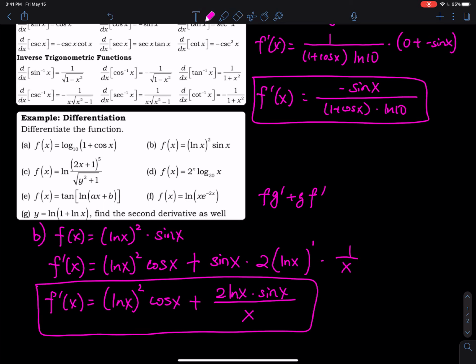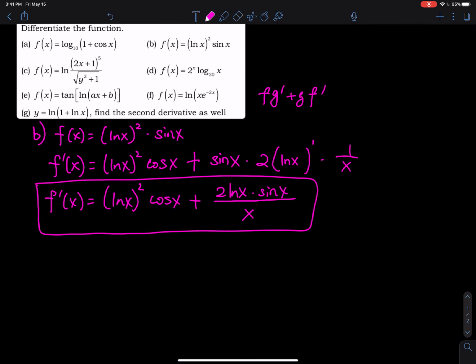And then part C. We have f of x equals ln of a fraction: (2x plus 1) to the fifth divided by the square root of x squared plus 1. So most people will say, well, let's take the derivative of ln using the chain rule, and then use the quotient rule. Is that really necessary? The answer is no.